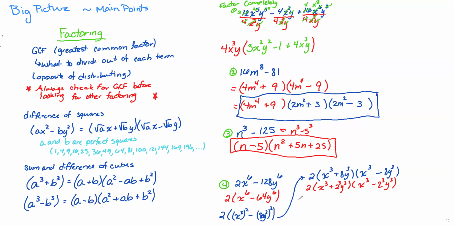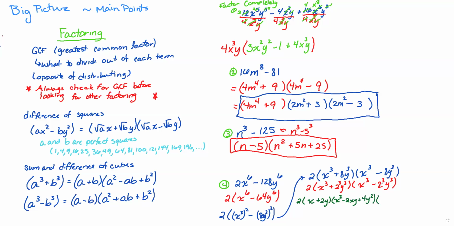So I've got 2, and then I'm going to say what was cubed. So this is x plus 2y, and then I multiply the first times itself. So this is x squared. Multiply them together. So x times 2y is 2xy. Make it opposite, negative 2xy, and then plus 2y times 2y is 4y squared.